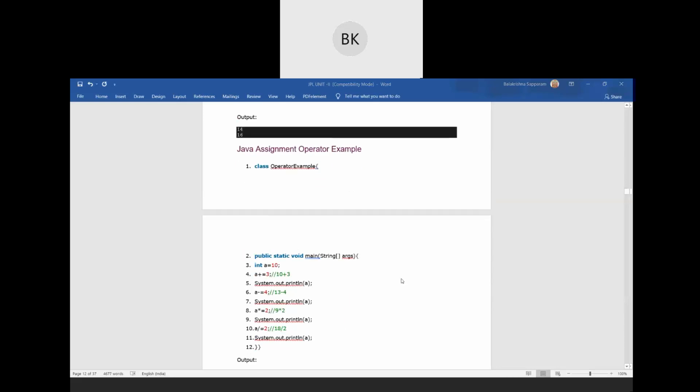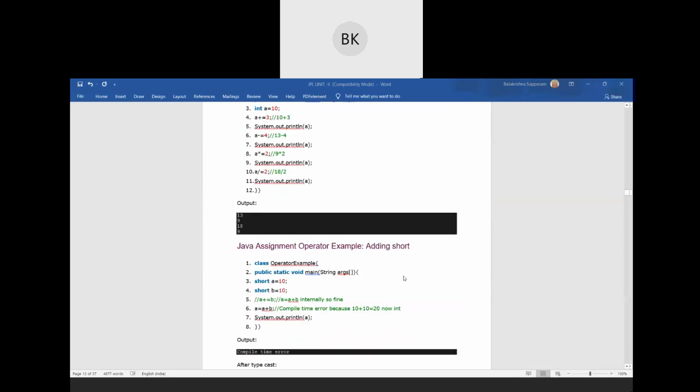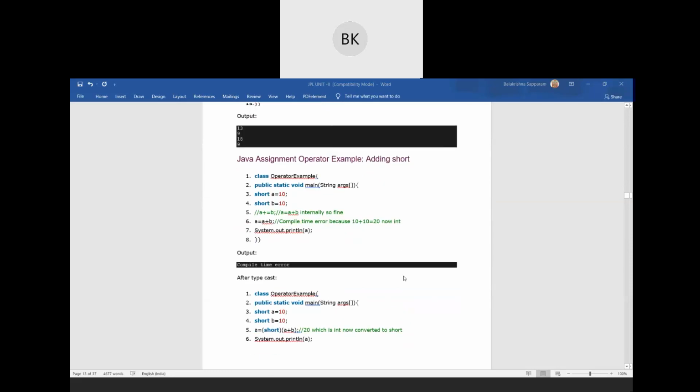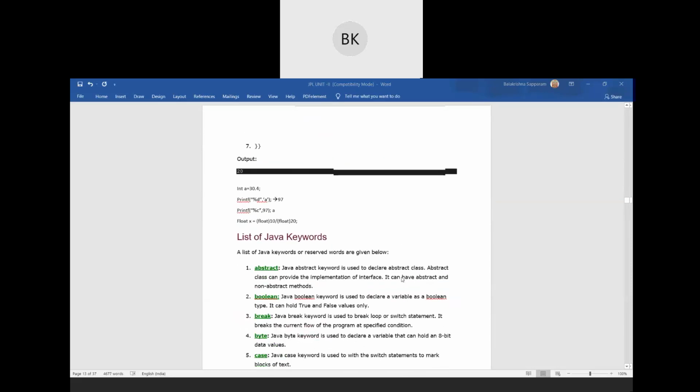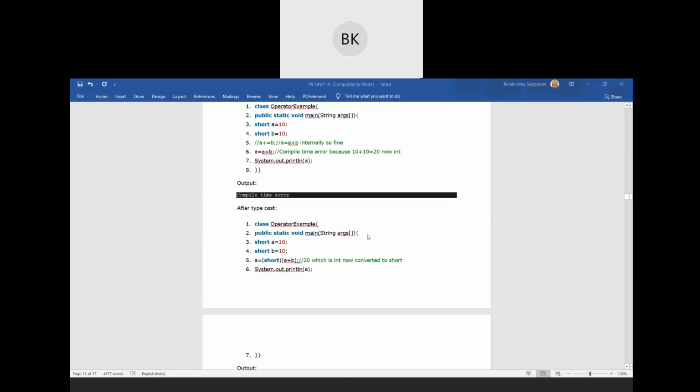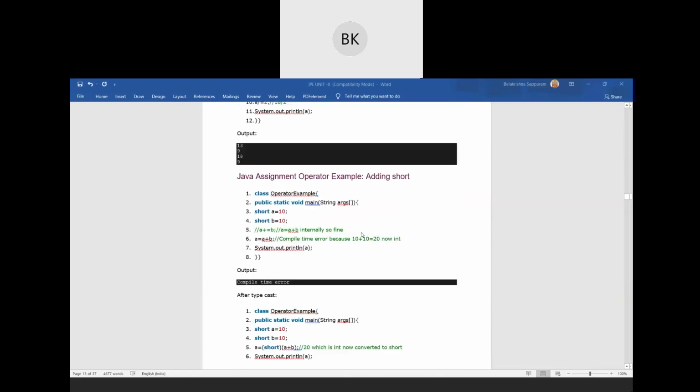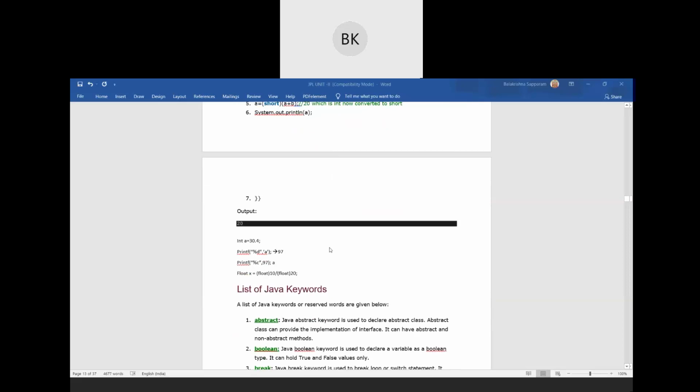Okay, same as all shortcut operators. These all are the same. Now coming to typecasting. Typecasting means, suppose, come to here.